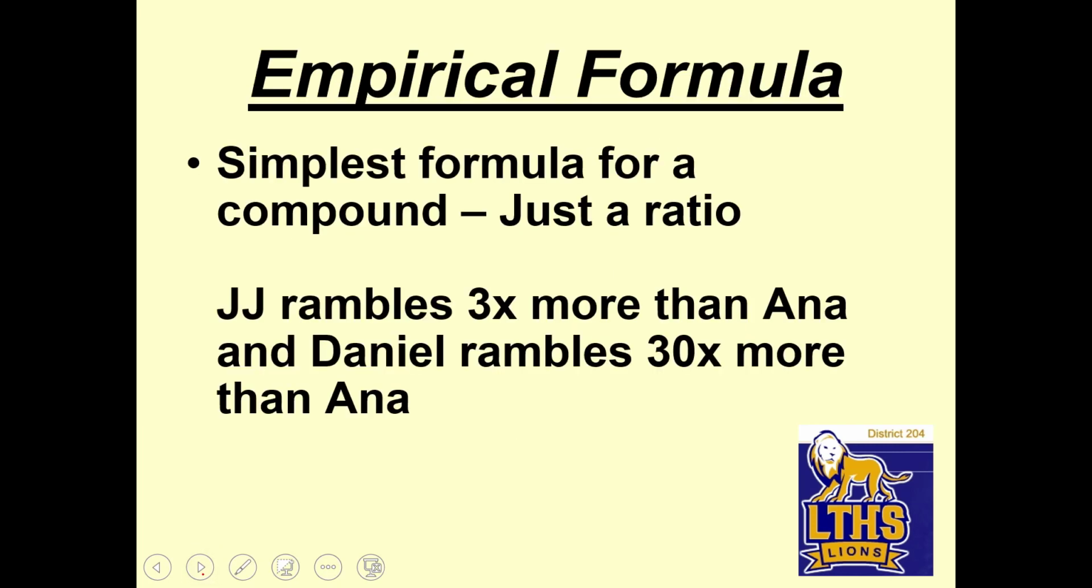Okay, empirical formula is the simplest formula for a compound. It's just a ratio. JJ rambles 3 times more than Anna, and Daniel rambles 30 times more than Anna. So that means JJ is 3 times more than Anna, Daniel is 30 times more than Anna, and that would be the formula.